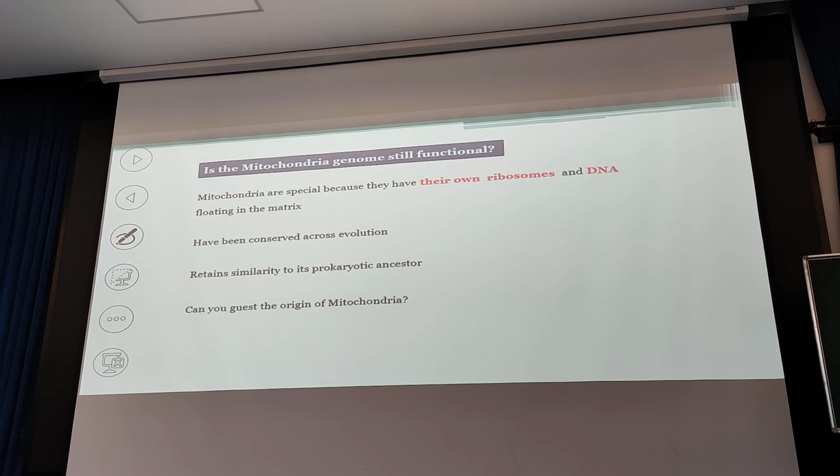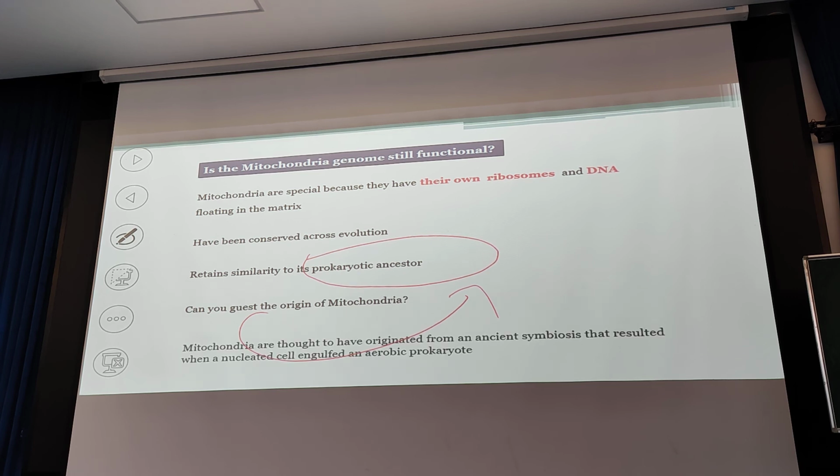So can you get the origin of mitochondria? Because they are similar to prokaryotic cells, there is a theory that the mitochondria originated from prokaryotic cells. Mitochondria are thought to have originated from an ancient symbiosis that resulted when a nucleated cell engulfed an aerobic prokaryote.